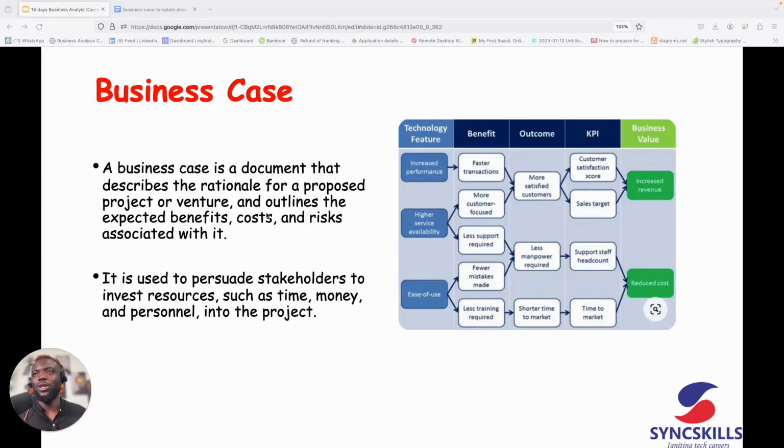In this lesson, we're going to talk about the business case document. Now, what is a business case? The way I define a business case is a document that justifies a project.